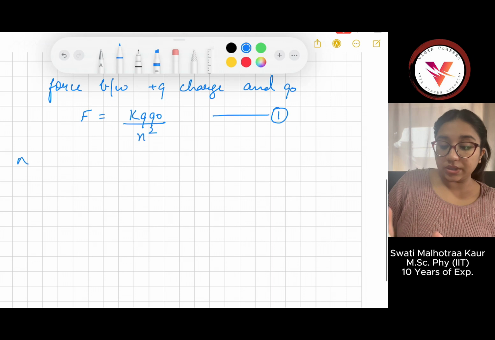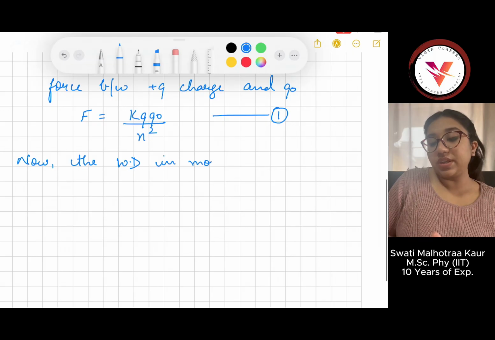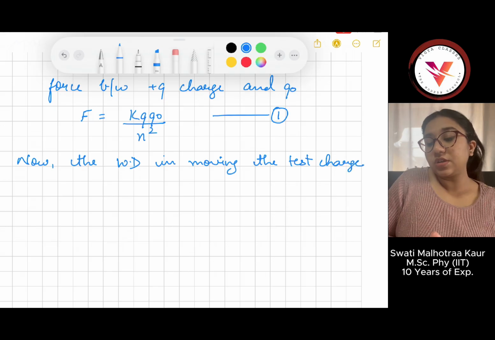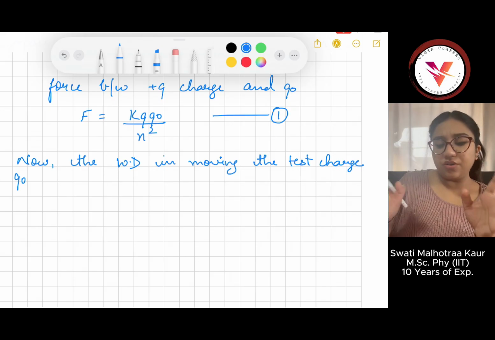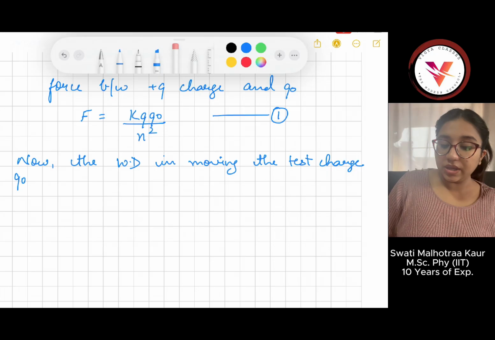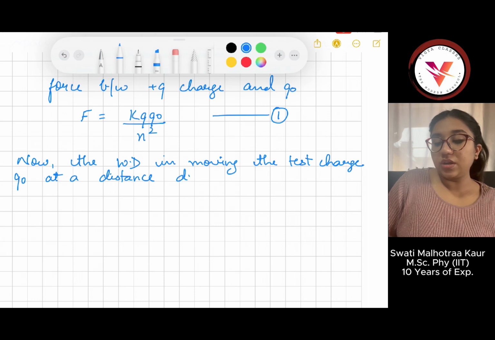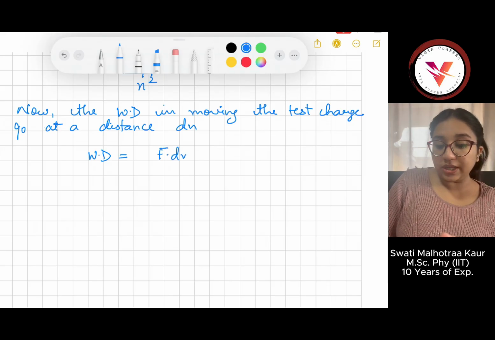Now the work done in moving the test charge Q naught from infinity to a point R. First consider small work done: the work done in moving the test charge Q naught through a distance dx. We have moved it through a very small distance dx. So for that, the work done would be force into dx, F dot dx.